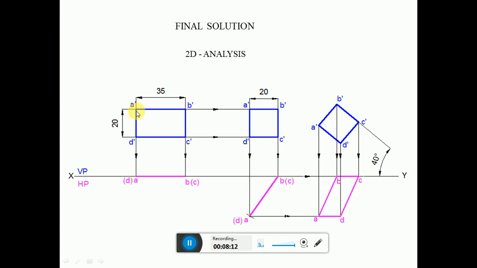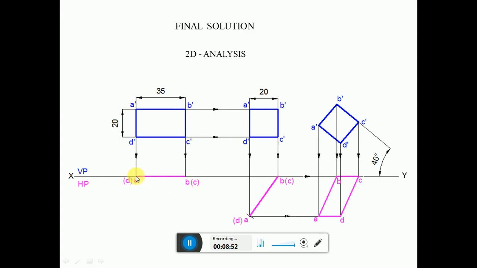Now take the initial position: draw a rectangle of 20 by 35 mm in the vertical plane, at any convenient distance above the horizontal plane. Then mark the points A dash, B dash, C dash and D dash. Then draw vertical projectors from A dash and D dash, and from B dash and C dash, to the XY line. When you look from the top view, A and B are near to the observer, so A and B are visible, and C dash and D dash are away from the observer, so they are in brackets.